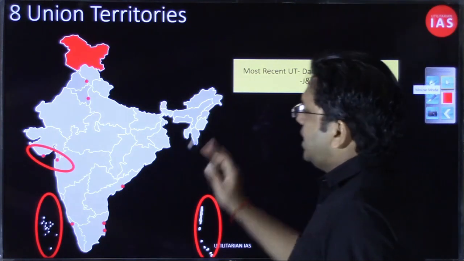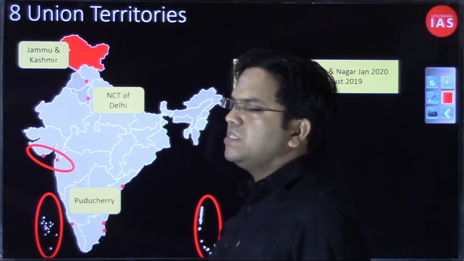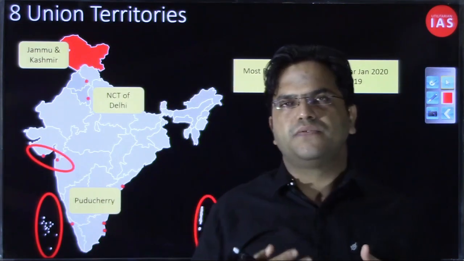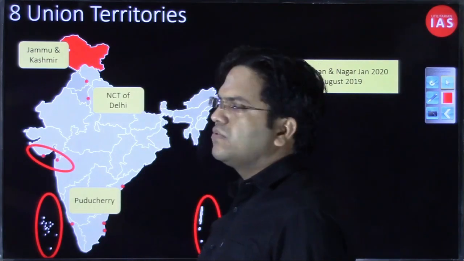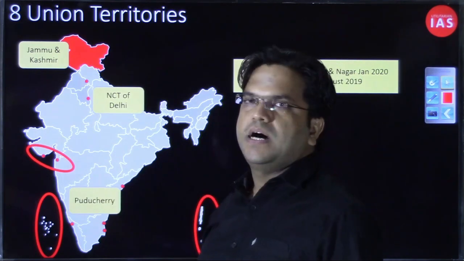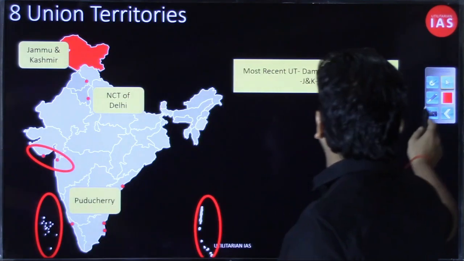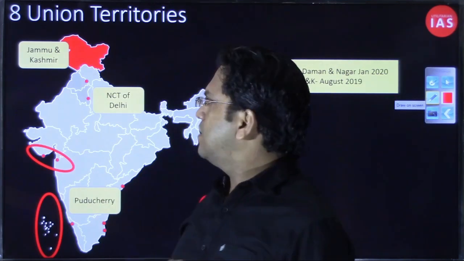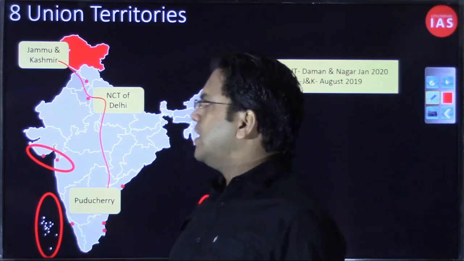Now these 8 union territories can be classified into 2 divisions: on the basis of the ones which have an assembly, and the list of union territories which do not have assemblies, right? So you have 3 union territories which do have one. Earlier you had 2, that is NCT of Delhi and Puducherry. Now after the creation of Jammu and Kashmir as a union territory, it has also been given an assembly. So these are the 3 union territories that have their own assembly.